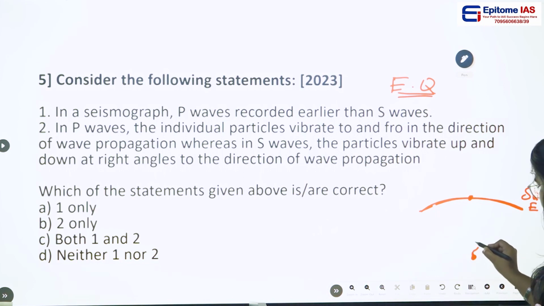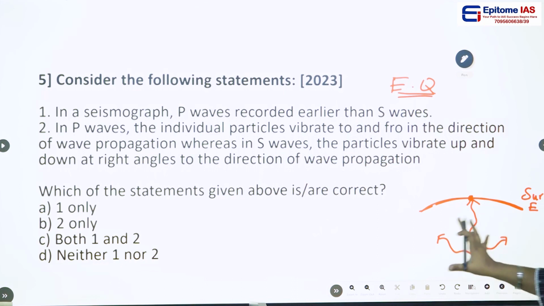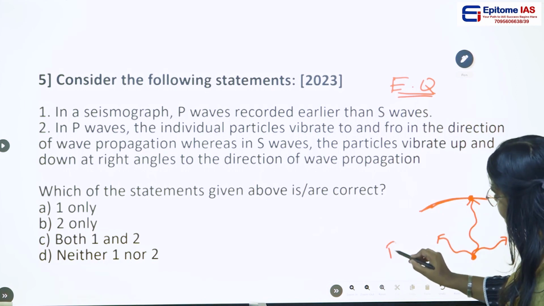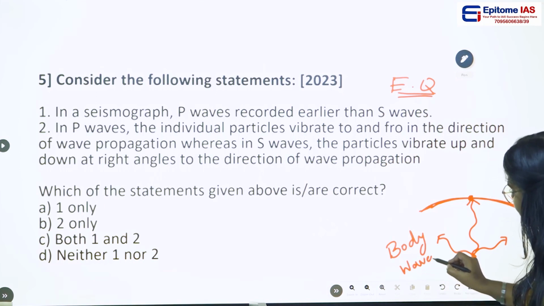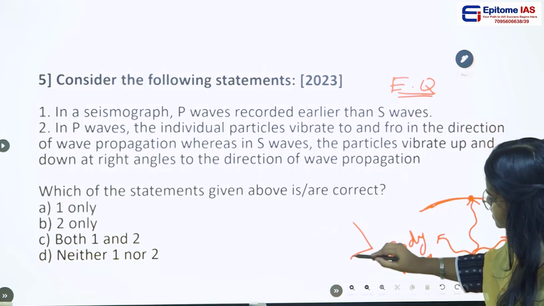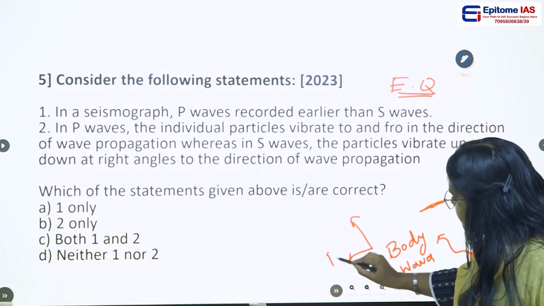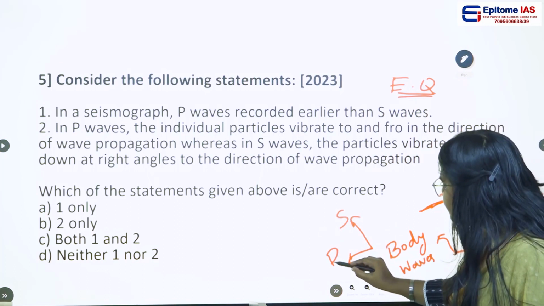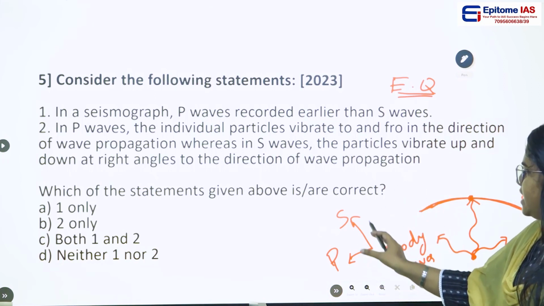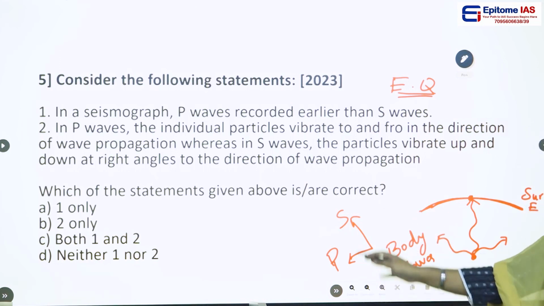First, waves will be traveling in all directions like this. In every direction it will be traveling. These are the earthquake waves. These waves which are traveling inside the earth are called body waves, because they are traveling inside the body of the earth. And if you see the body waves, they are of two types. What are they? One is primary waves and the other one is secondary waves. The primary waves we call P waves and the secondary waves we call S waves. So body waves are of two types.